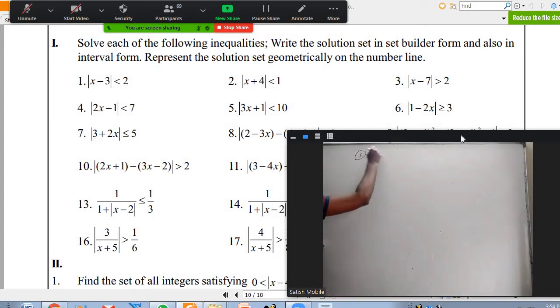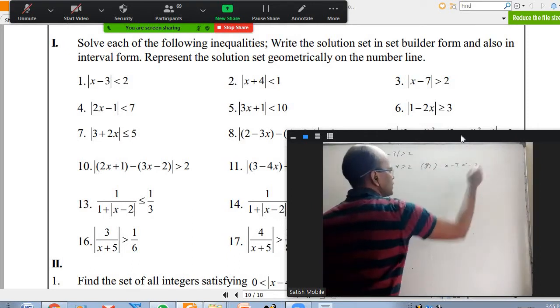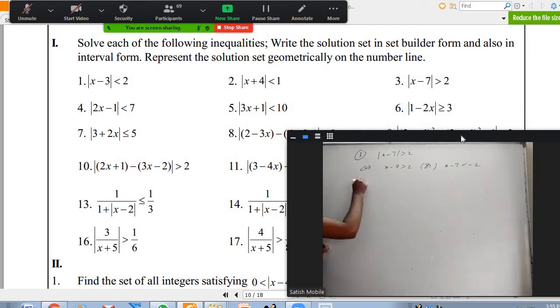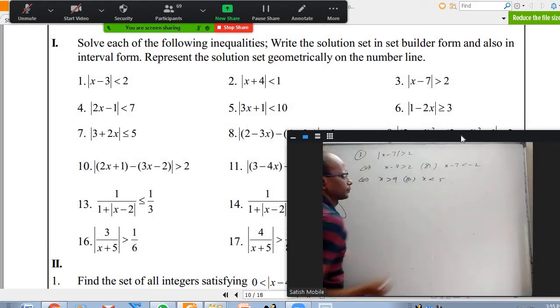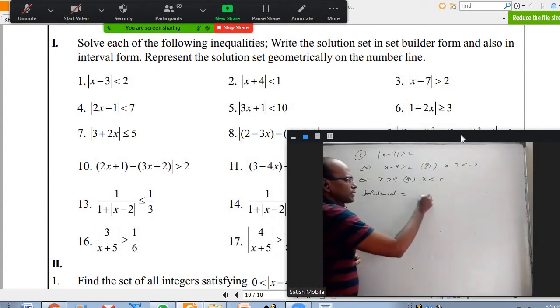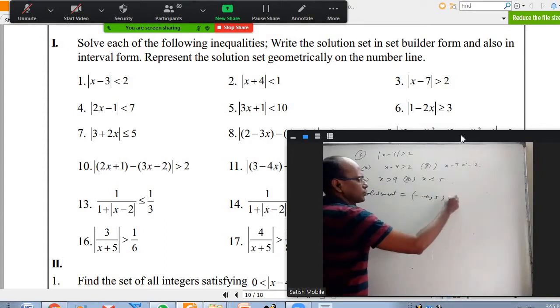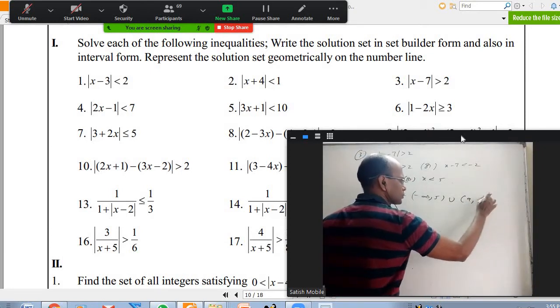Okay, third question. Mod x minus 7 greater than 2 implies x minus 7 greater than 2, or x minus 7 less than minus 2. Either it should be more than 2 or less than minus 2. That is, x should be greater than 9 or x should be less than 5. So, solution set. Less than 5 means minus infinity to 5. Union, not intersection, more than 9, all these numbers, or all these numbers.